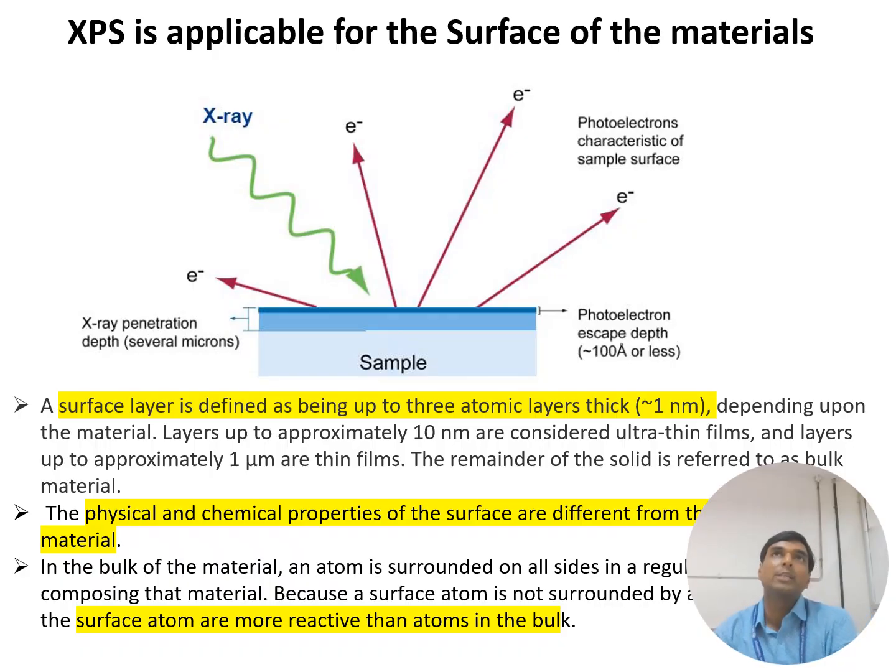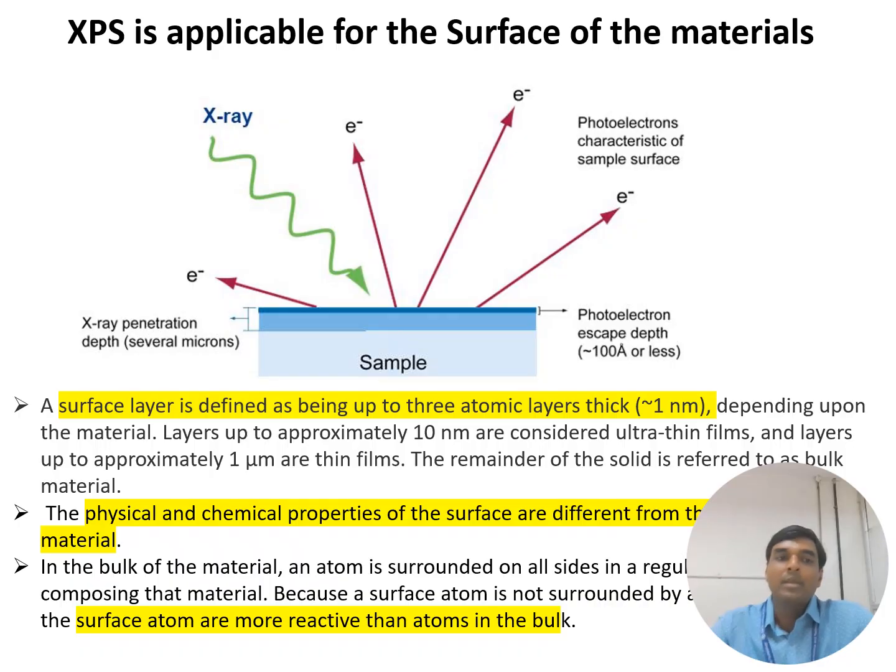Now mostly XPS is a surface phenomenon. So a surface layer is basically 3 atomic layers. It is 1 nanometer. The distance between two planes is basically 10^-10 meter. So when you consider 3 atomic layers, it can be 1 nanometer, and a layer of approximately 10 nanometer is considered an ultra thin film, and a layer of approximately 1 micron is called a thin film.